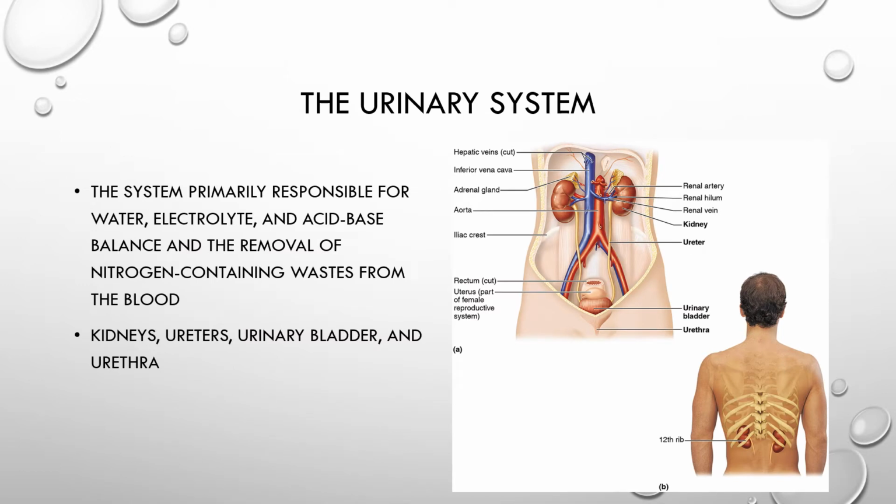The urinary system is the system primarily responsible for water, electrolyte, and acid-base balance and the removal of nitrogen-containing waste from the blood. You can see in the image here on the right, image A is an example of female anatomy, but you can see where the kidney placement is. Then down below that, you can see in relationship to the ribs where the kidneys are. The urinary system includes the kidneys, the ureters, the urinary bladder, and the urethra, all of which we'll talk about on coming slides.